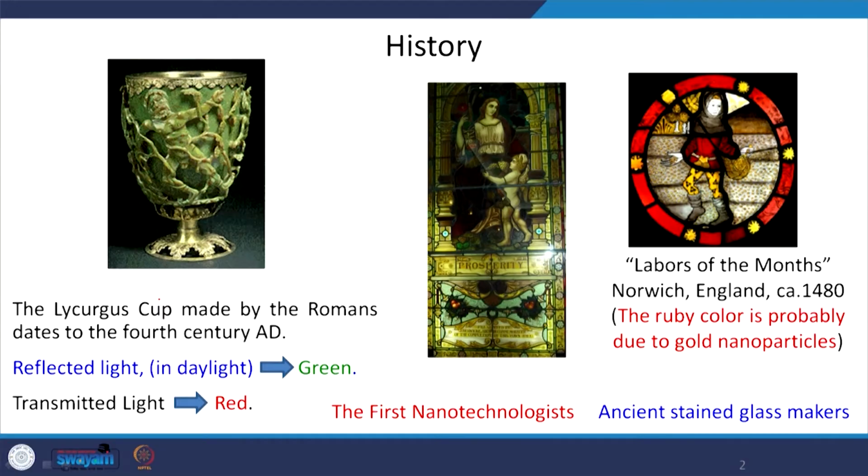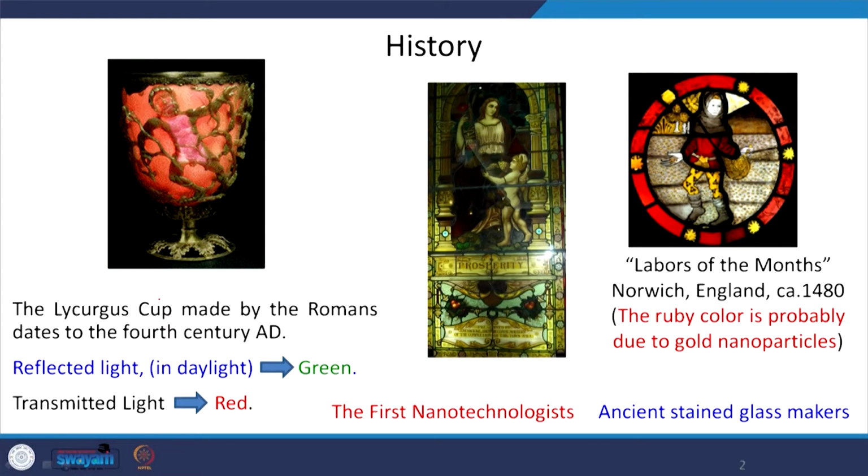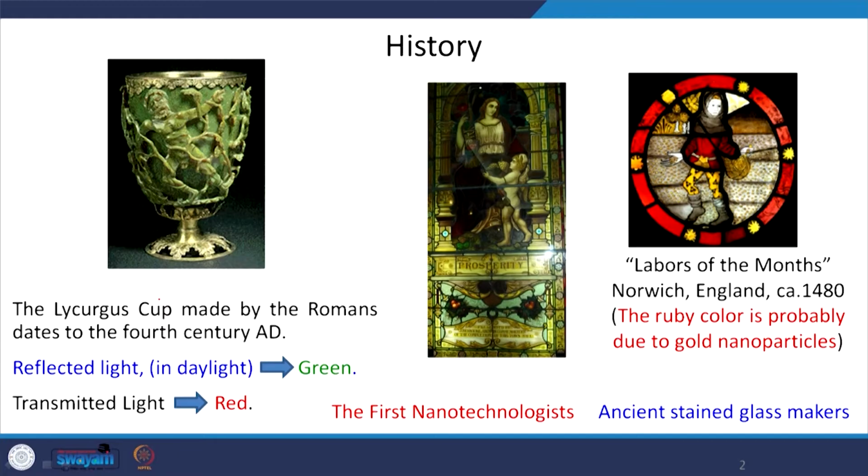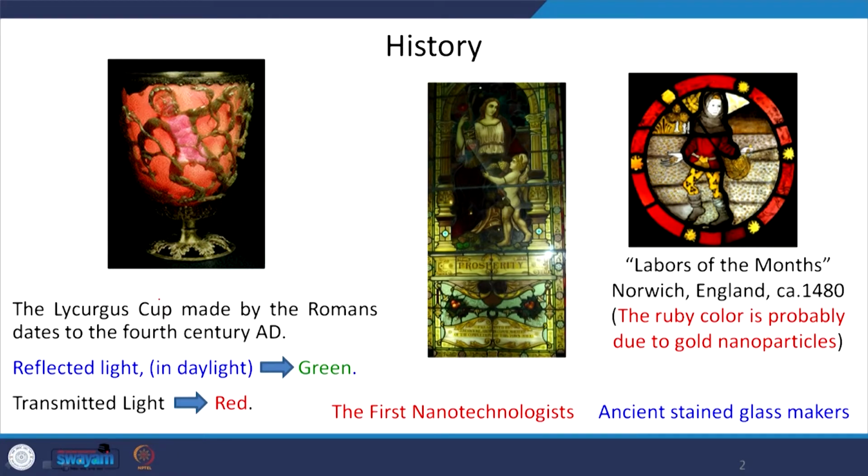For example, this Lycurgus cup was made by Romans in around the 4th century AD, and it is so beautiful that you can see that in the reflected light it appears to be green, but if you put a small source of light inside, say an LED, and turn it on, in the transmitted light you will see it red.